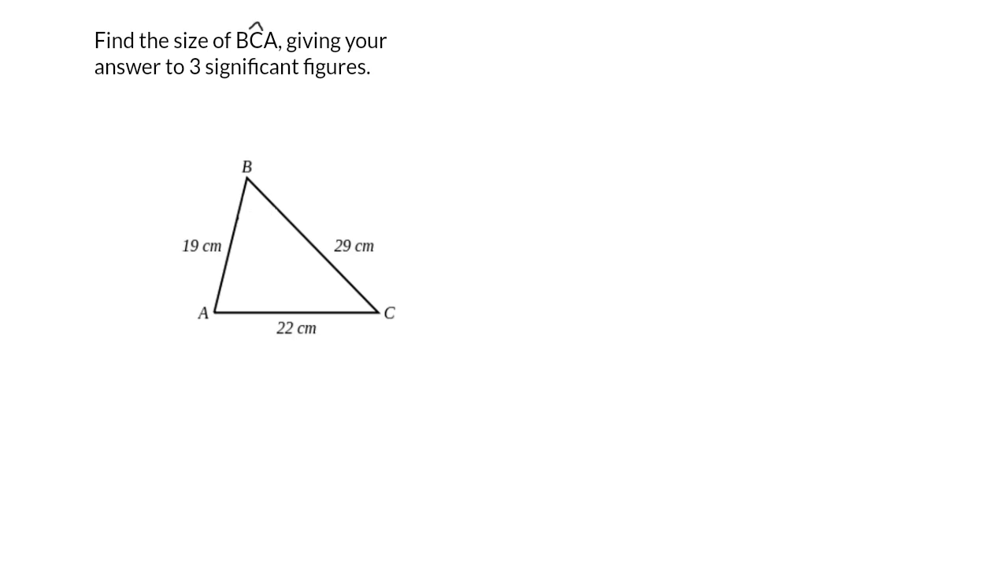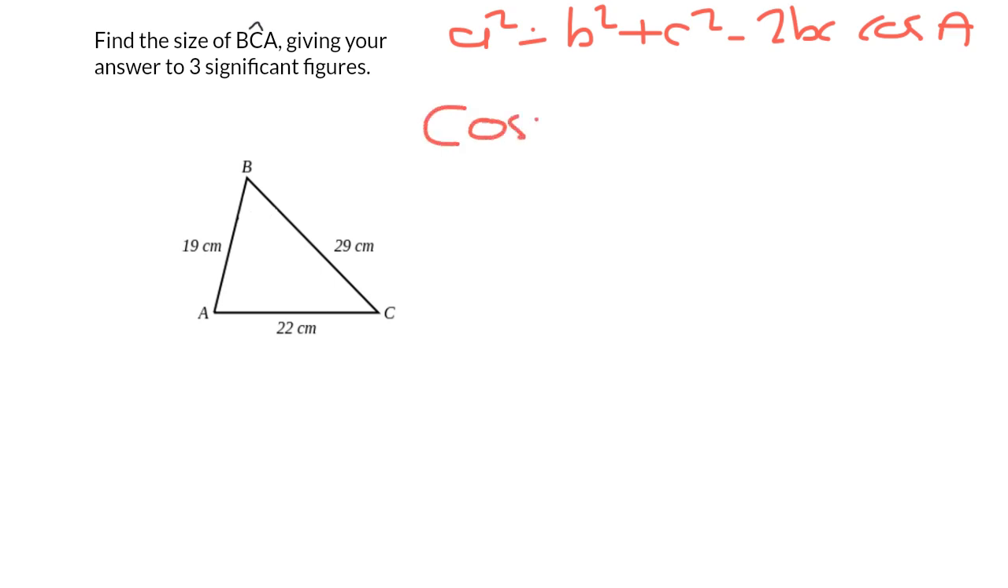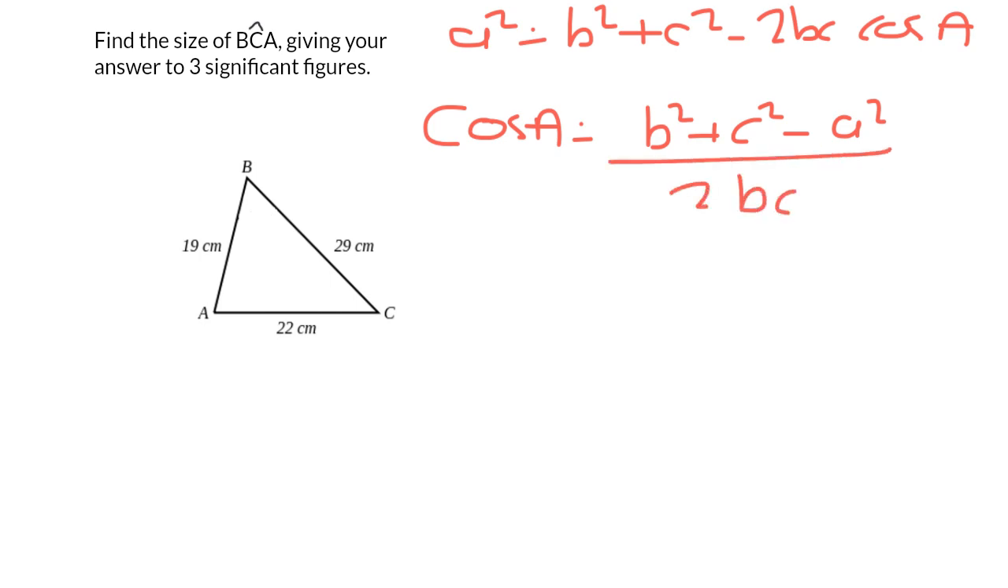In this video, we're going to be using the cosine rule to find an angle. Now, you're not given this formula in the booklet, so you need to make sure that you learn it. We're normally given a squared equals b squared plus c squared minus 2bc cos A. However, the rearranged version would be cos A equals b squared plus c squared minus a squared over 2bc. This is the formula that we're going to be using for this question, and you need to learn it.